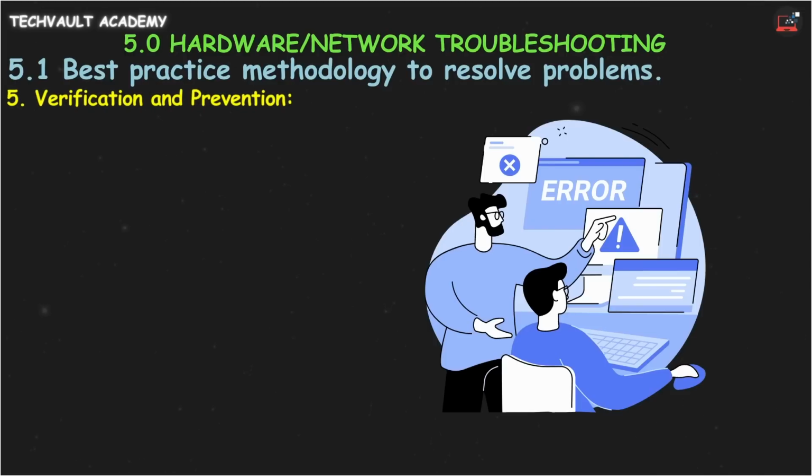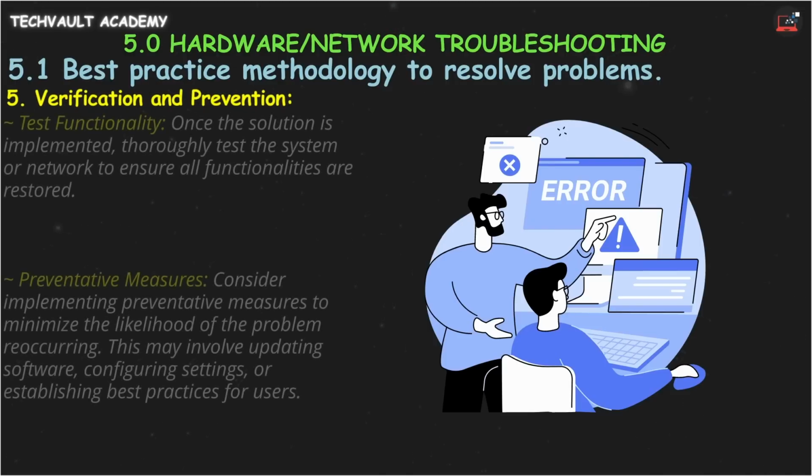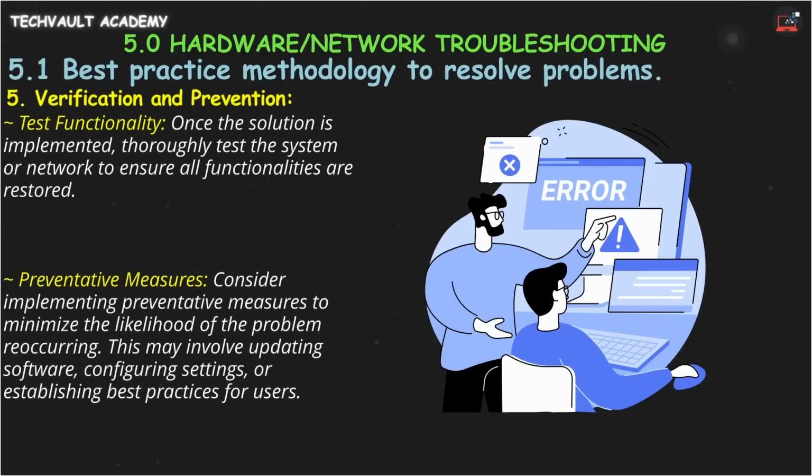5. Verification and prevention. Test functionality. Once the solution is implemented, thoroughly test the system or network to ensure all functionalities are restored. Preventative measures. Consider implementing preventative measures to minimize the likelihood of the problem reoccurring. This may involve updating software, configuring settings, or establishing best practices for users.